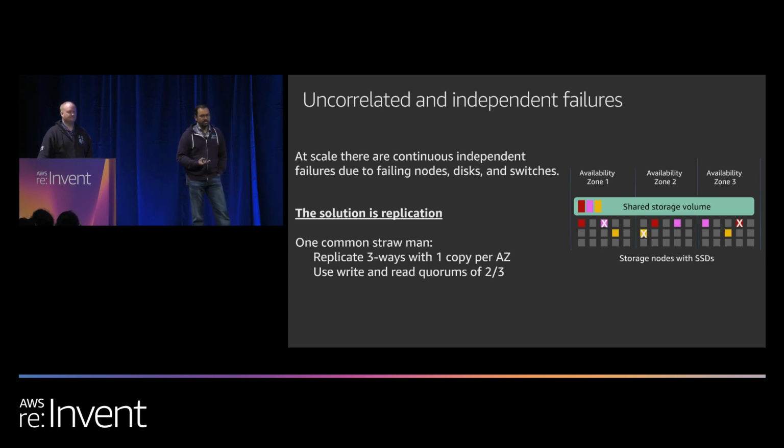One of the common approaches that people take is, OK, let's replicate 3 ways. And in this particular case, we chose 3 availability zones. Let's put 1 copy per availability zone and do a quorum, because at any given point, something is down. So you cannot wait for 3 out of 3. So let's wait for 2 out of 3. So even if a machine goes down permanently, you have 2 copies. So that's a fair idea.